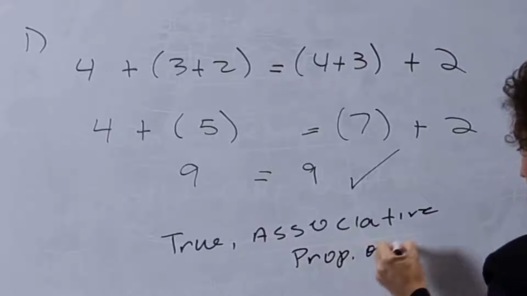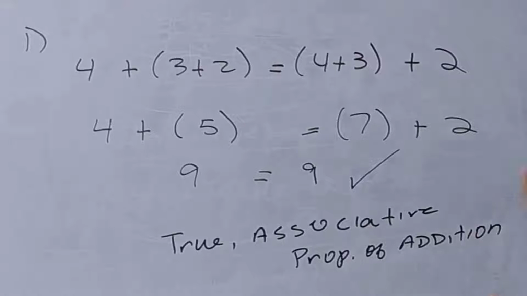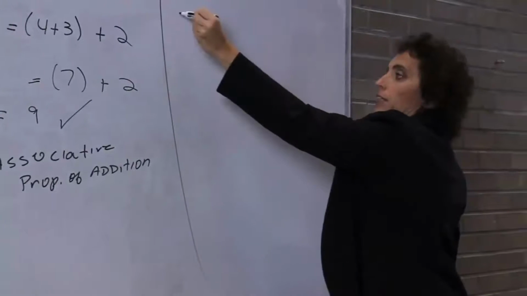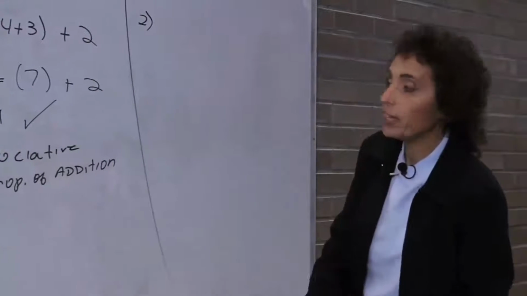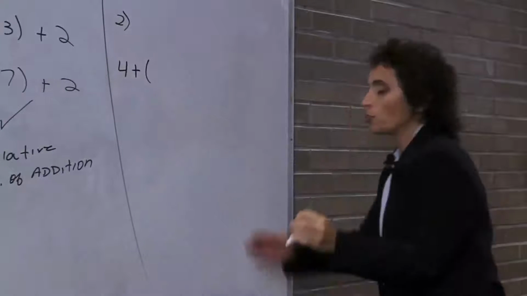And we say of addition because we don't want to get confused with some other things we're going to do later. Okay? Let's look at the second example. In the second example, we have 4 plus. And let me state this now.